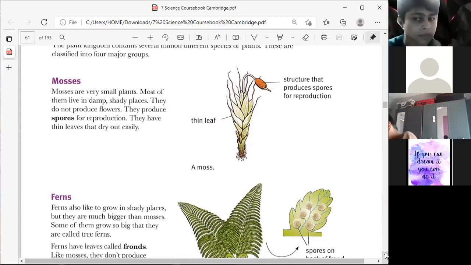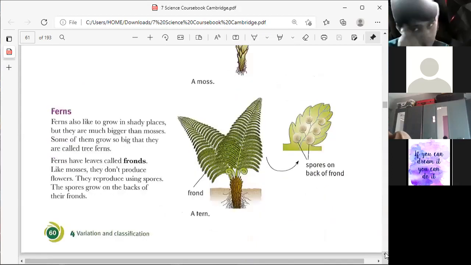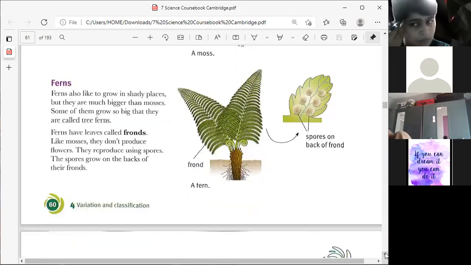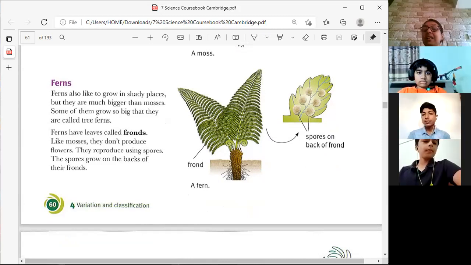The next group is the ferns. Ferns also like to grow in shady places, but they are much bigger than mosses. They are a higher grade than mosses. Some of them grow so big that they are called tree ferns. They are not only small plants; they grow big as a tree also. If a fern has grown like a tree, then you call it a tree fern.